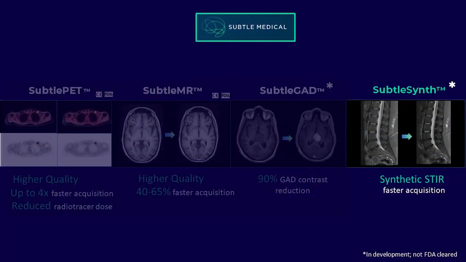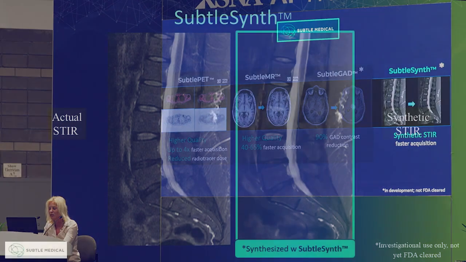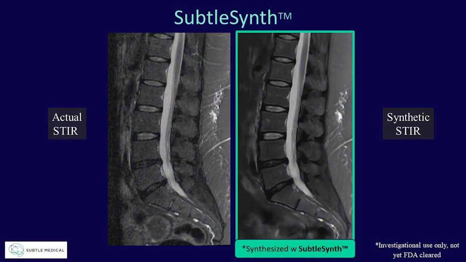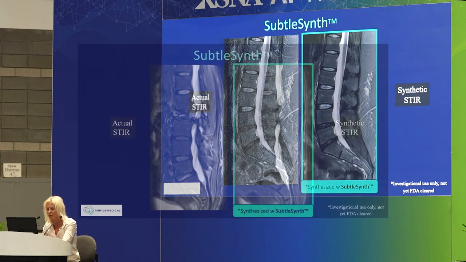Okay, let's talk now about subtle synth. I'm very excited about this product. This is in development right now. And basically what they're doing is they're synthesizing the STIR sequence. Now eventually they'll synthesize sequences all throughout the body in different exams. They started with the STIR because STIR traditionally is a signal deprived sequence. It takes a long time, often almost up to 5 minutes. And basically you can shave off all this time on the exam by synthesizing it.